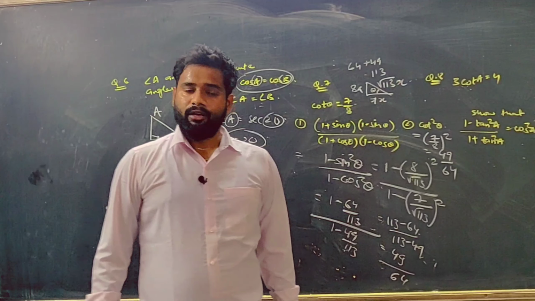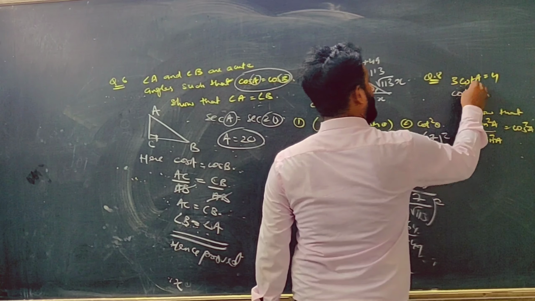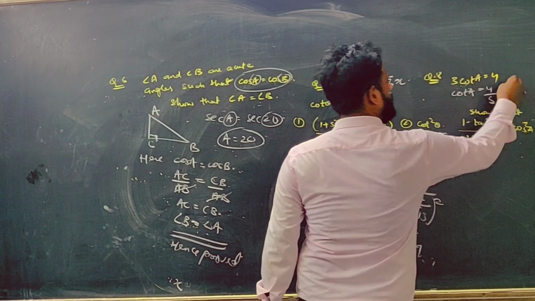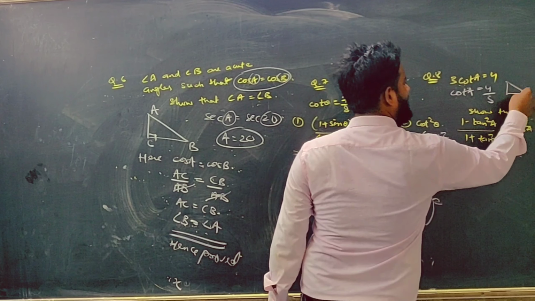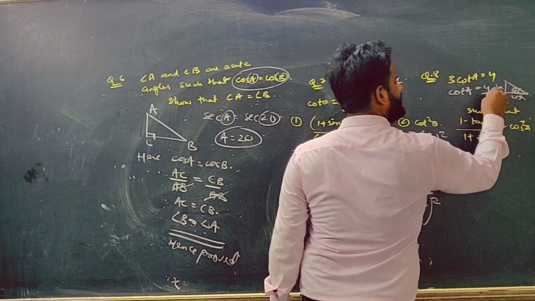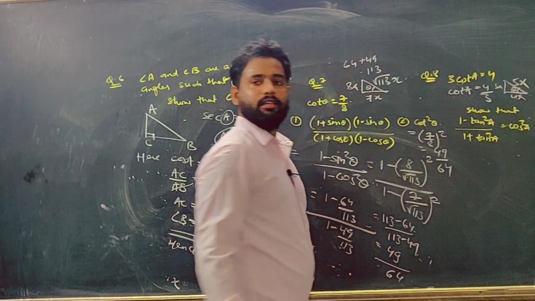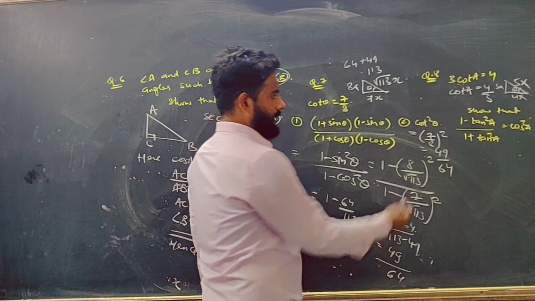Now this one you have to prove. Same concept. 3 cot A is equal to 4, so you can write cot A equal to 4 upon 3. Use the right angle triangle. This is theta, with sides 4x and 3x, so you will get 5x as the hypotenuse by using the Pythagoras theorem.